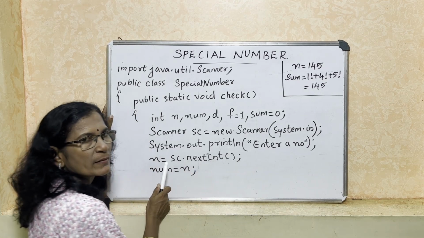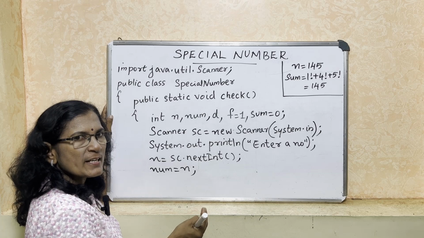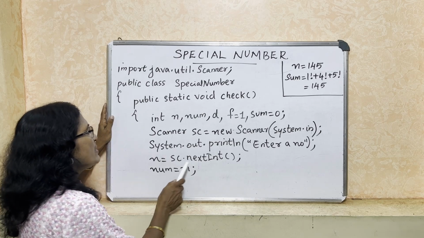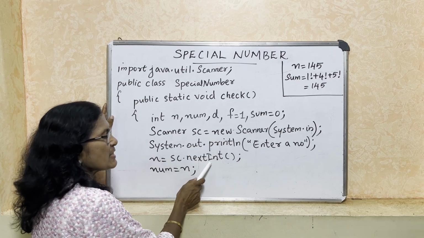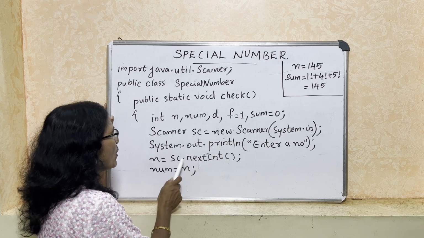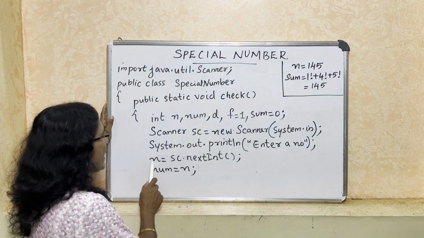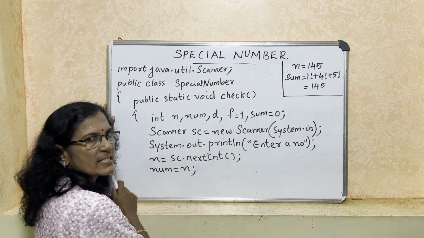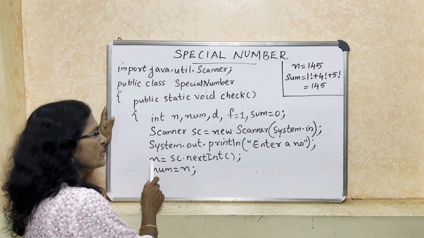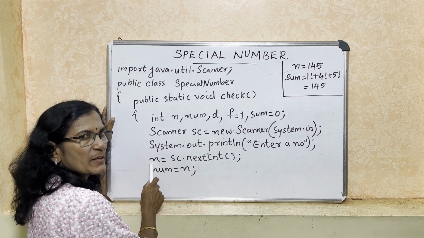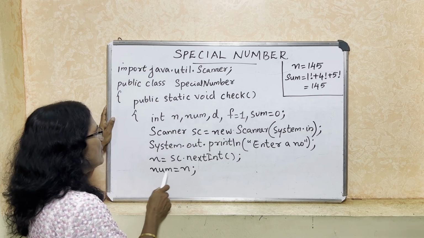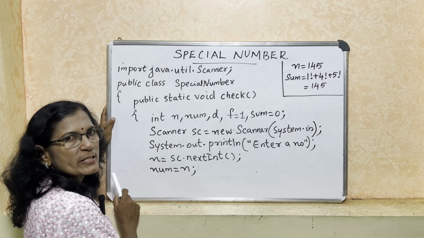System.out.println, enter a number. To accept the input from the keyboard, the Scanner class's nextInt method is used through the object sc. n is equal to sc.nextInt. The original number after accepting from the keyboard is assigned to one more storage location.